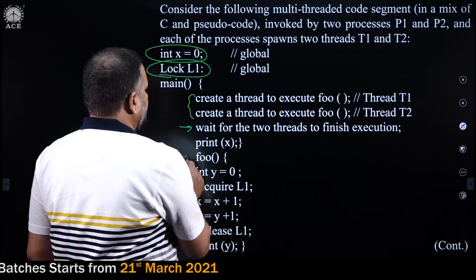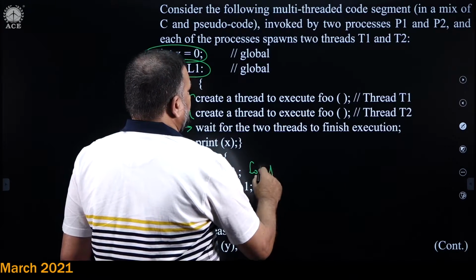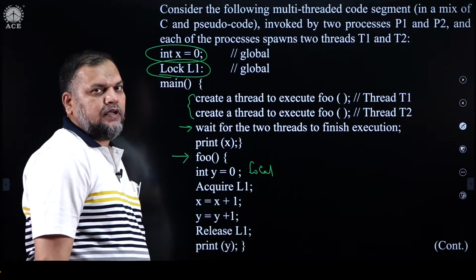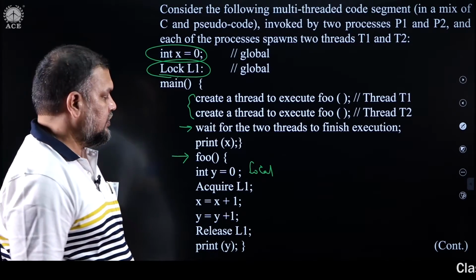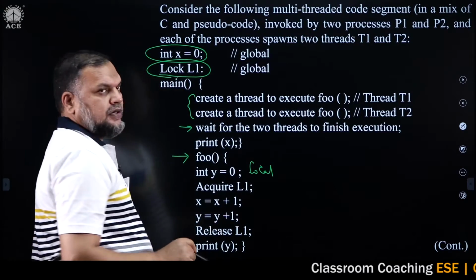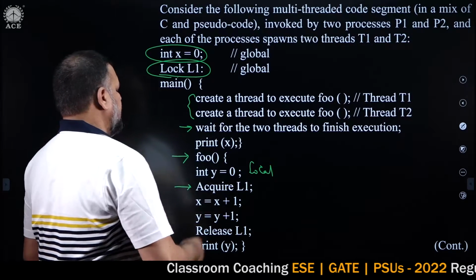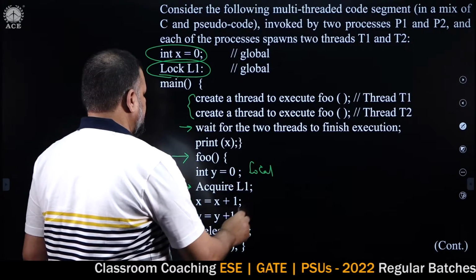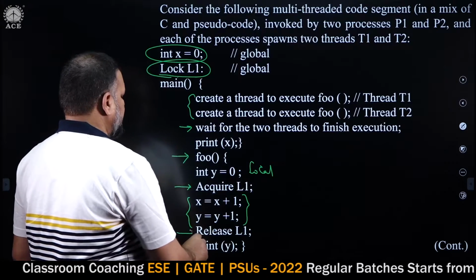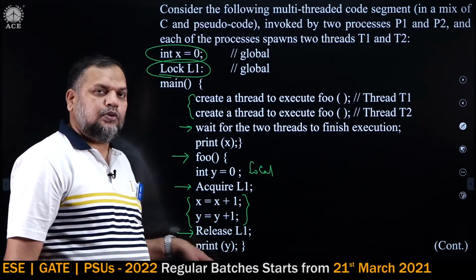Then we have the function foo, where I have local variable y, this is local. Both the threads will have their local copies of y. Please remember, X is shared by both the threads, y is not shared. Acquire the lock here is like down operation, then we have some critical section, then release the lock, this is like up operation, then print y. Both the threads will print y.